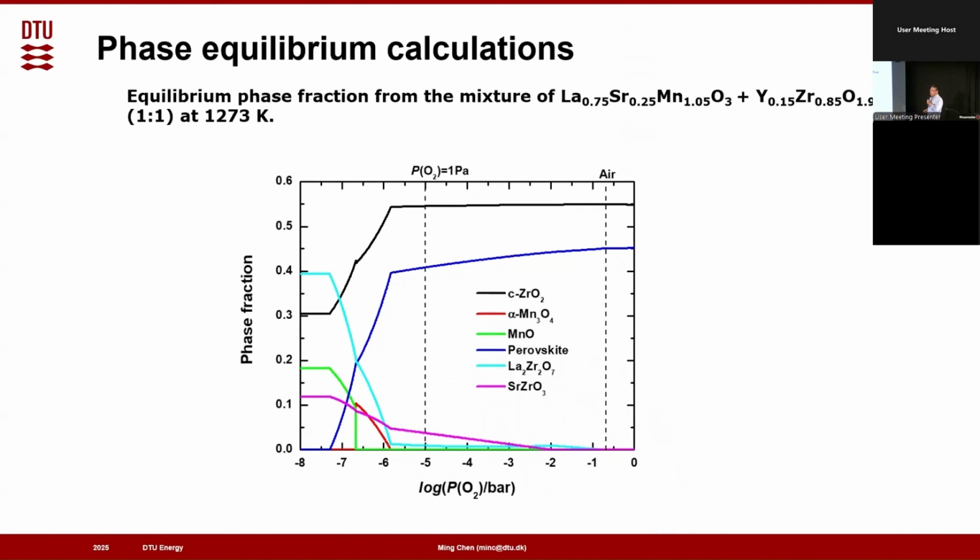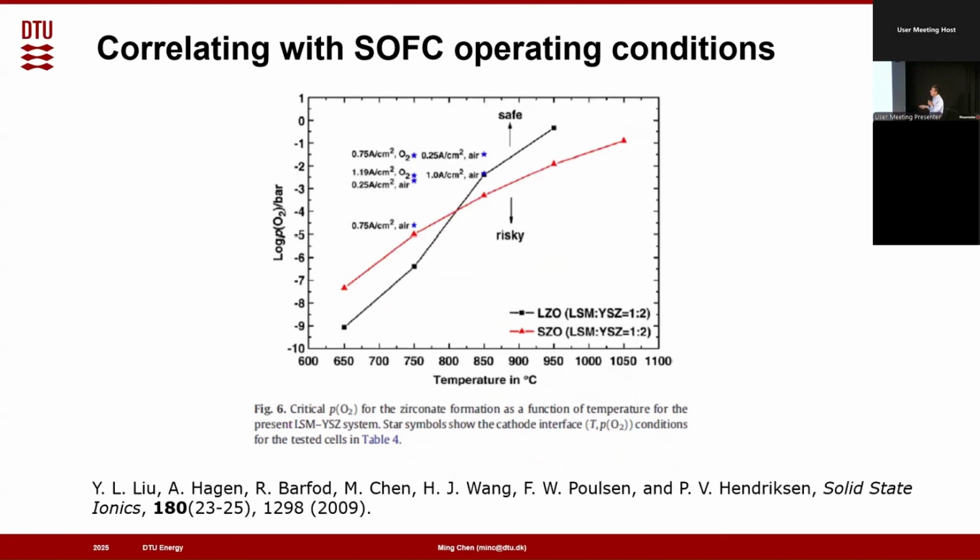And how can this be correlated to real SOC operating conditions? So we translate this into the operating diagram of the SOFC. We have long-term test data, and we have observed after, for example, 1 year of testing whether it forms this zirconate phase at the interface. And we put this into this diagram, temperature and the interface oxygen partial pressure. And the lines are the calculated zirconate formation. So we can see it correlates quite well.